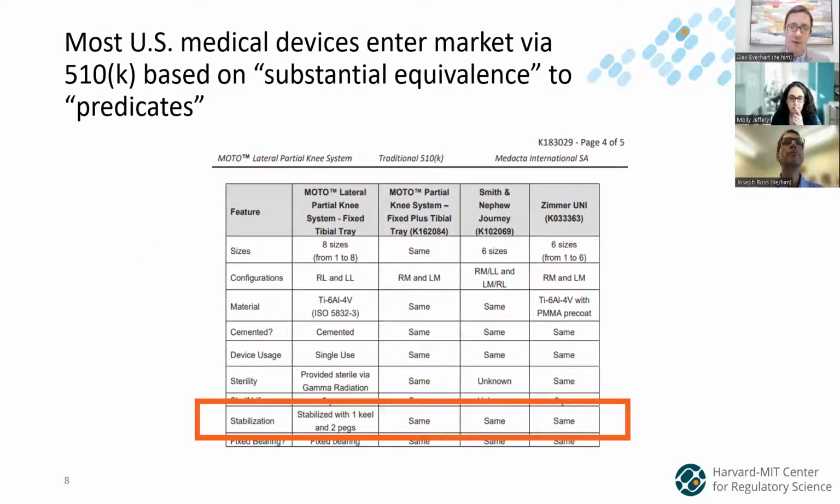And indeed, that is not a requirement for 510K devices, and most 510K devices do not come to market with any sort of human evidence. So it's perhaps not surprising, given that direct safety evidence isn't available at the time of market entry, 510K medical devices can have underlying safety concerns that are only detected after they're used in patients.